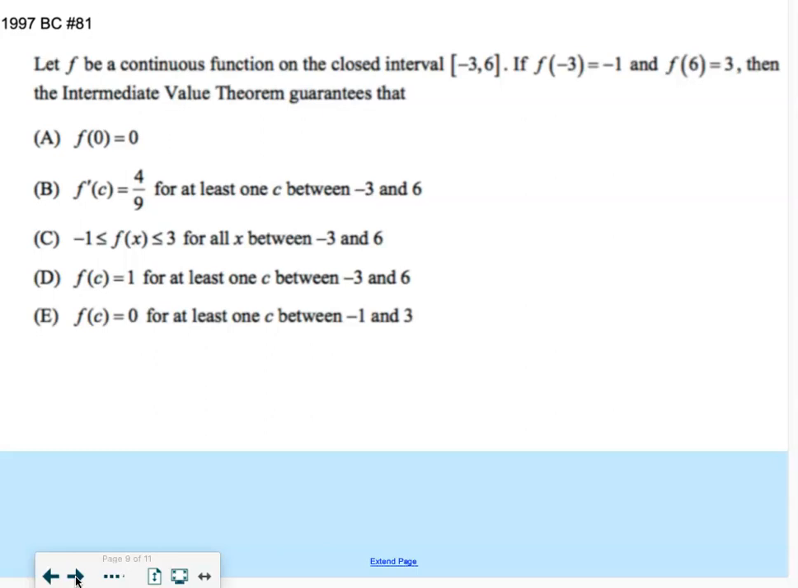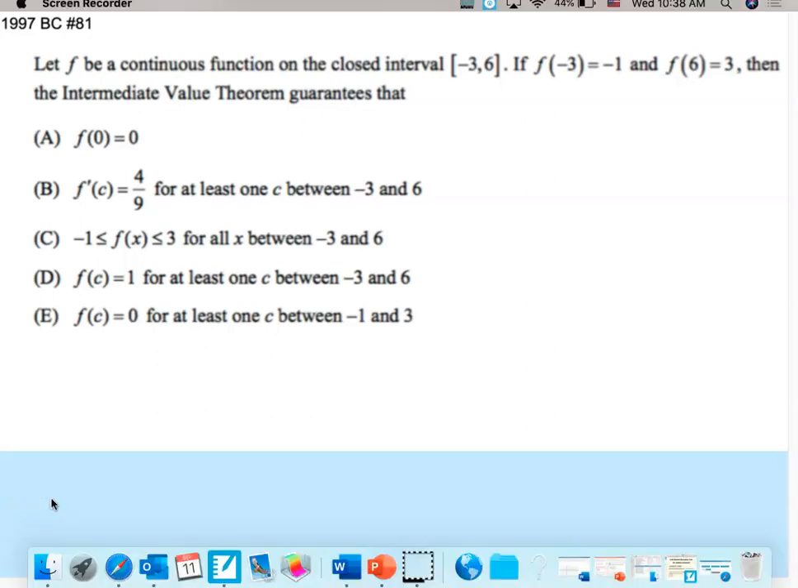So 1997, BC number 81, let f be a continuous function from -3 to 6. If f of -3 is -1 and f of 6 is 3, then the IVT guarantees one of these 5 things. This one's a little bit harder. You really have to know your notation well to be able to do this. So discuss, think about it for a little bit, see if you can figure it out. I give you maybe 2 minutes.